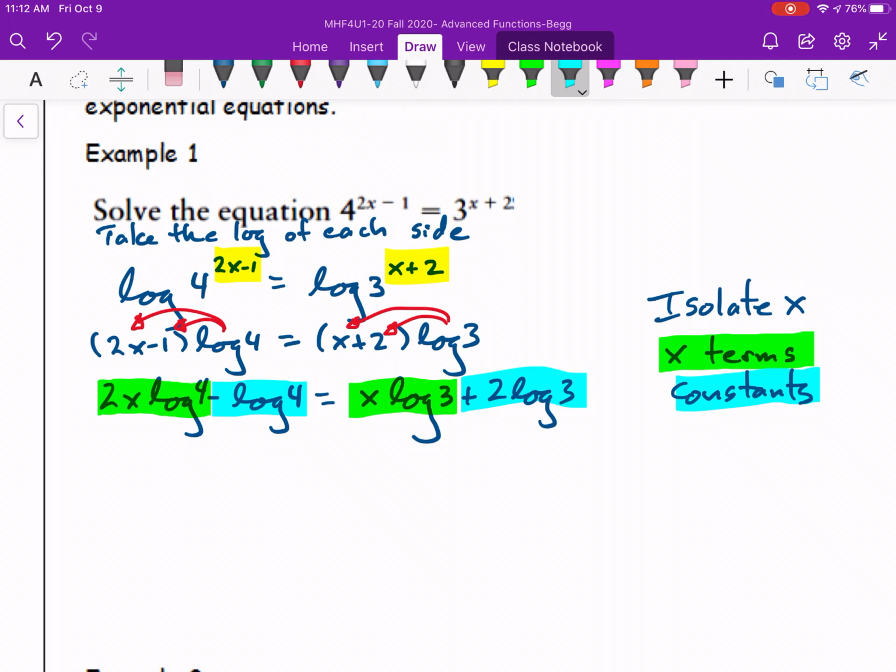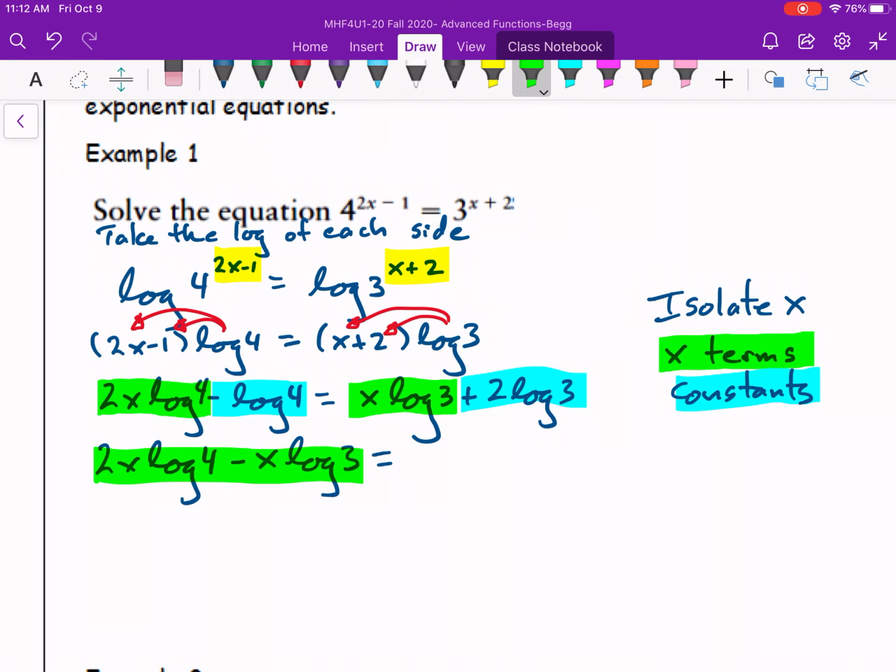So let's bring all my x's to one side like we always do. I'll leave the 2x log 4 on the one side, but I'll bring the x log 3 over, changing the sign as we're used to doing. So these are all my x terms on the left now, and I'm going to bring my constant terms to the right. I'll keep the 2 log 3, but I'll bring the log 4 over. And we're on our way to isolating x.